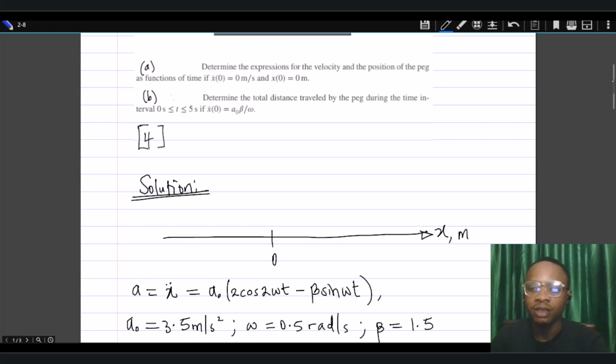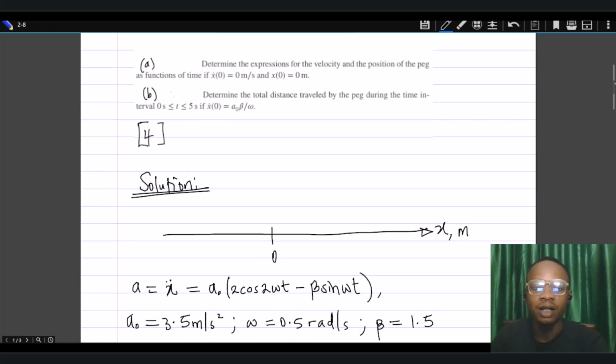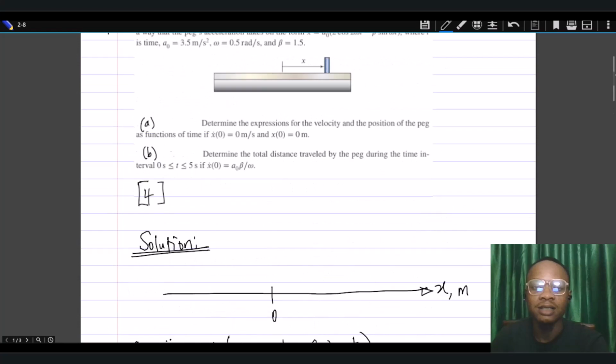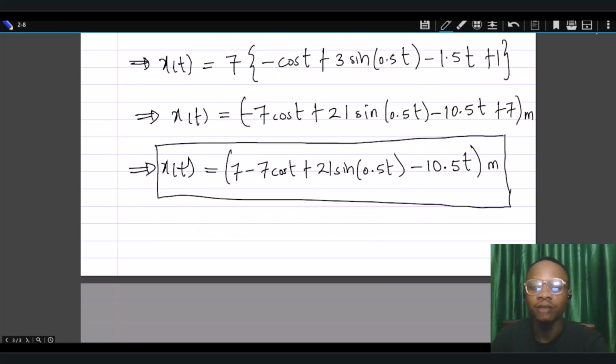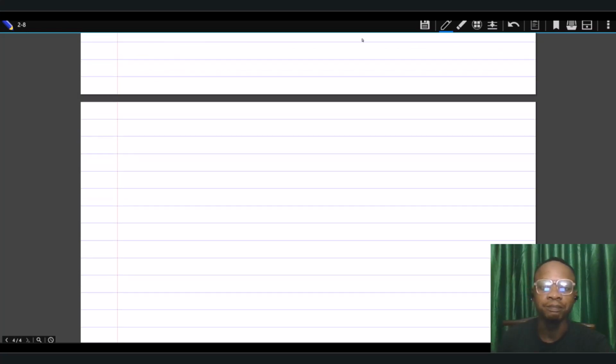So in this case, we are given the initial velocity to be a naught beta over omega. So let's evaluate that first. So let's have an additional page. So for the second part of the problem, that is the B part of the problem, we are given in this case that v at 0, that's x dot at 0, is a naught multiplying beta over omega.